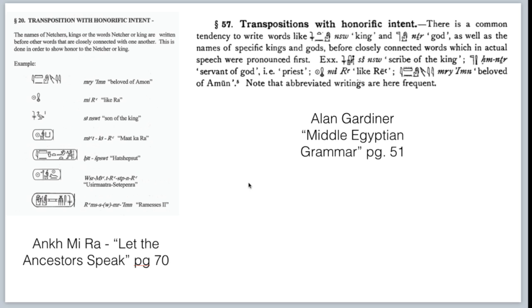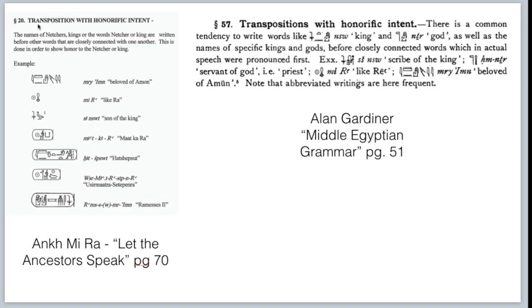I say that as a suggestion or as a pointer for those who are trying to apply better methods and rigor in their research. If we didn't even have a picture of Alan Gardiner ever or Ankh Mi Ra ever, we wouldn't even know anyway. So it would force us to deal with their claims and not who they are. All right. I just want to put that out there.